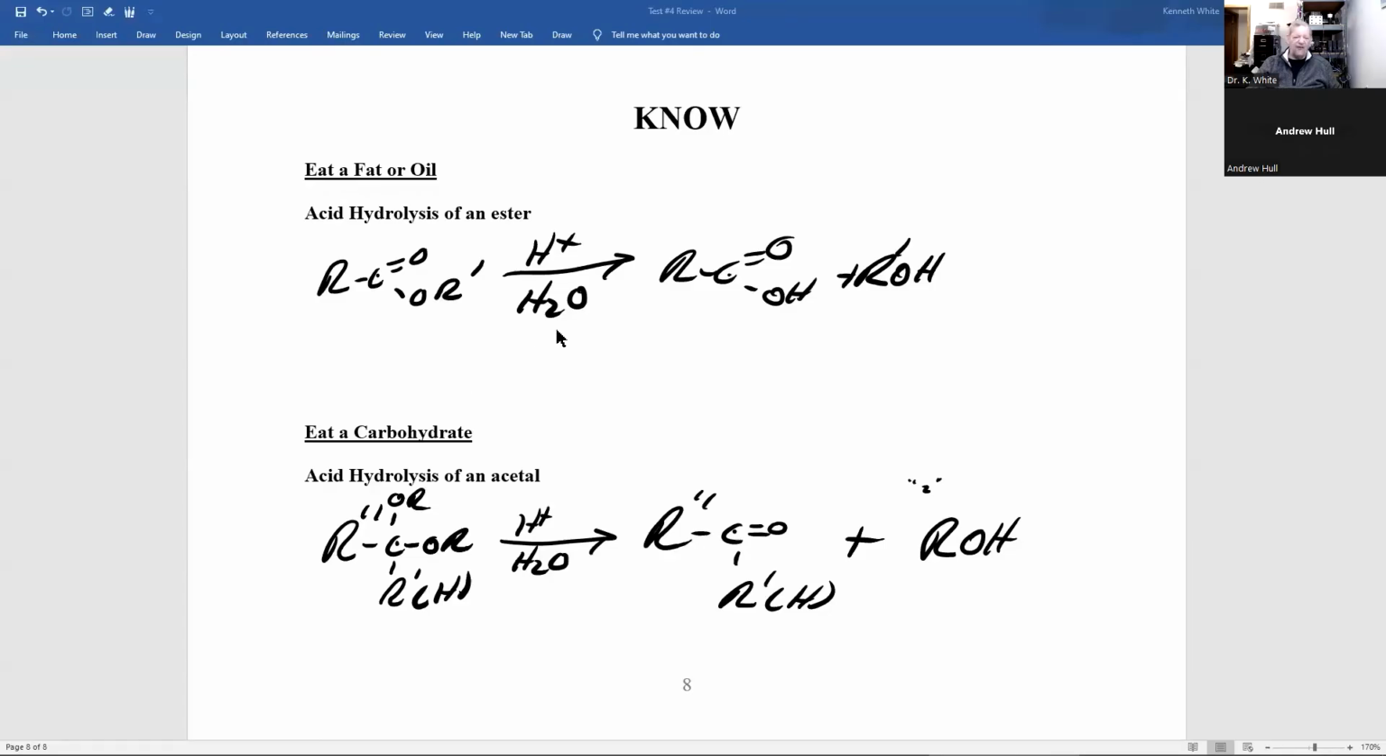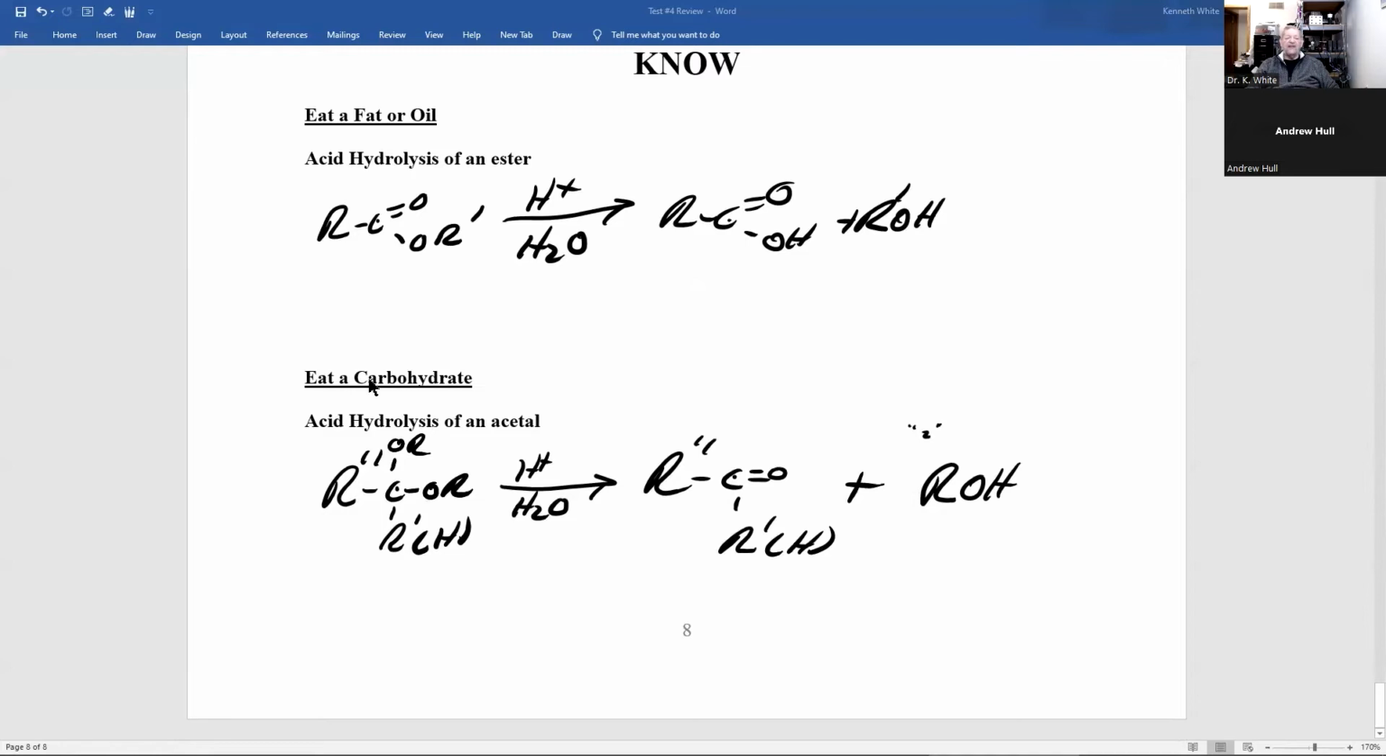And you should know the general reaction. First of all, how do you describe what happens in your stomach when you eat a fat or oil? Acid hydrolysis, and the key functional group of a fat or oil is an ester. And the general reaction you learned for test 3 is ester, acid, water, and you get back the carboxylic acid and the alcohol you would have used to make that ester.